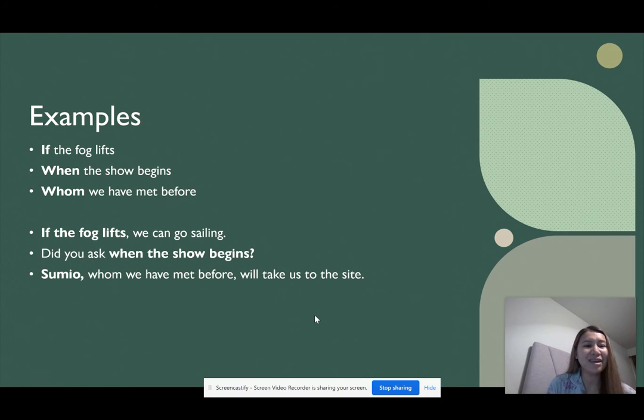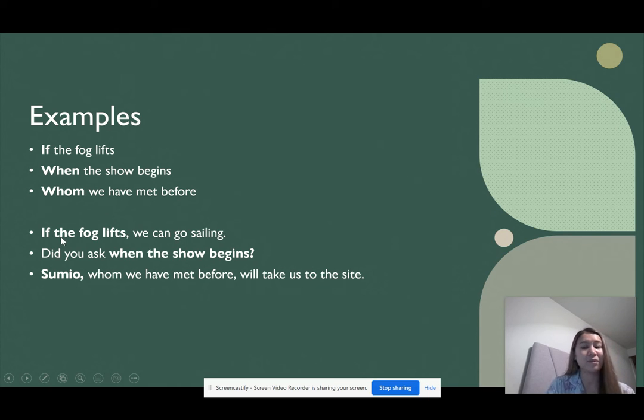Let's look at the example. If the fog lifts, what happens? What happens if the fog lifts? So there is no complete thought or meaning, and we have the conjunction if. When the snow begins, so what's going on after the snow begins? The thought is not complete. Now let's look at the highlighted words here. The words in bold are the subordinate clause, and the next one is our independent clause.